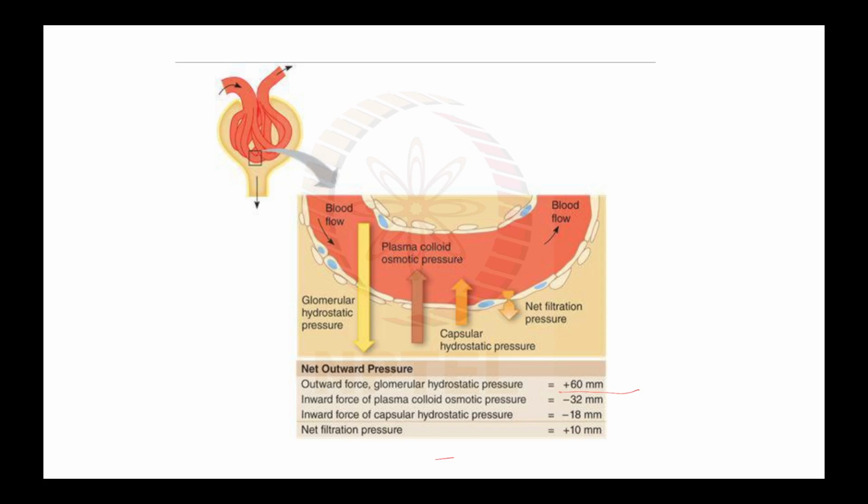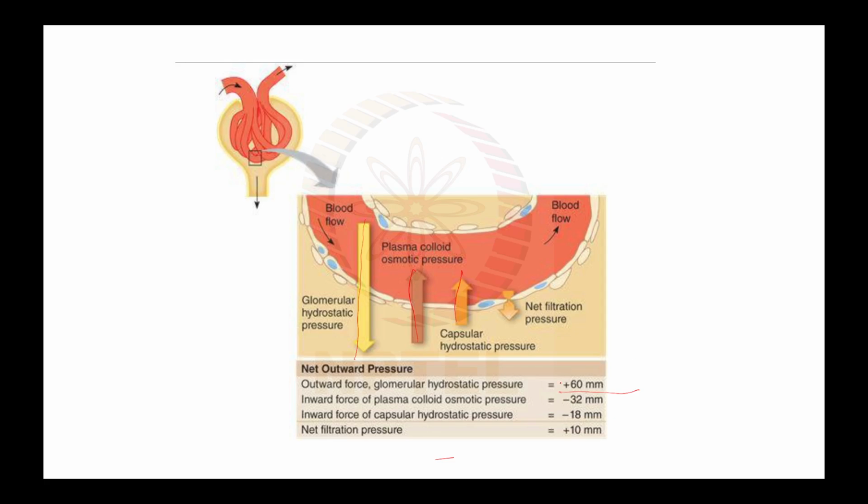Then you have a plasma colloid osmotic pressure. It is a pressure applied from the outside, because of the large proteins present in these capillaries when blood is passing. They are creating a negative pressure, which is called the plasma colloid osmotic pressure. And then the capsular fluid present outside is also putting a capsular hydrostatic pressure on these capillaries, that is again an inward pressure, that is why it is negative. So this is a positive pressure and these two are negative pressures.